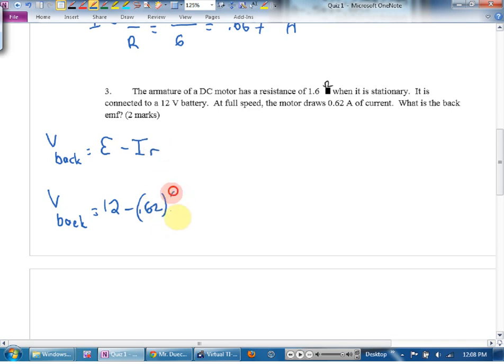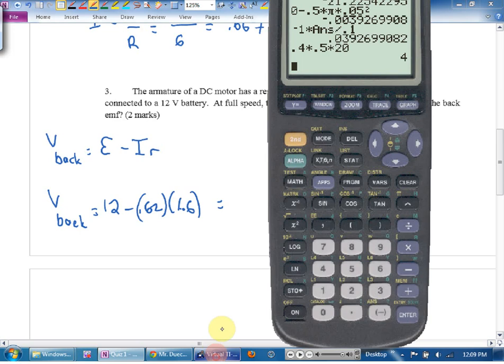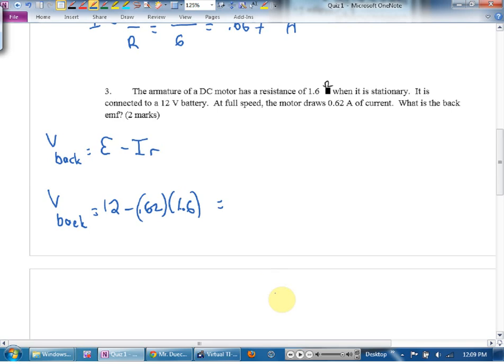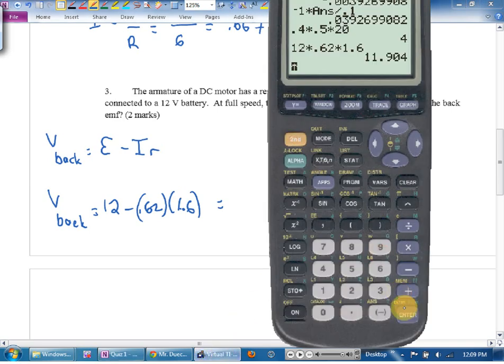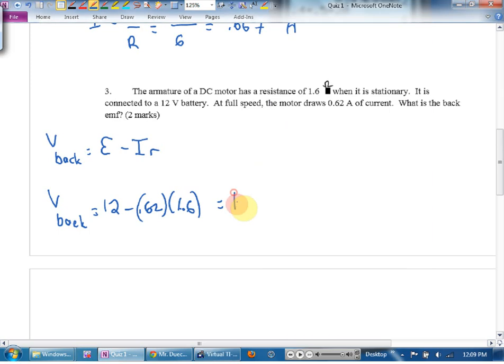Now, I do. Often they won't tell you this. Often what they'll do is they'll tell you the current when it's stationary. If you know the current when it's stationary, what's the back voltage when it's stationary? Zero. You'll know the source voltage, and you can solve for the resistance. This one here is just straight plug and chug, though. Am I wrong? Oh, I did times. Thank you. Try that again. 11 volts. So there's still 1 volt in the actual armature of the motor. That means there is still a net positive current in the armature of the motor. Some heat will still be generated, but not much.